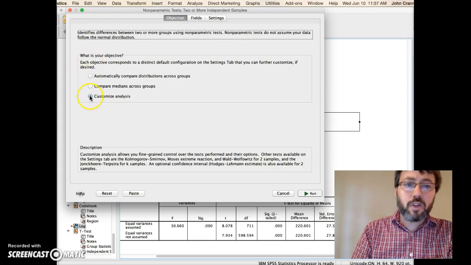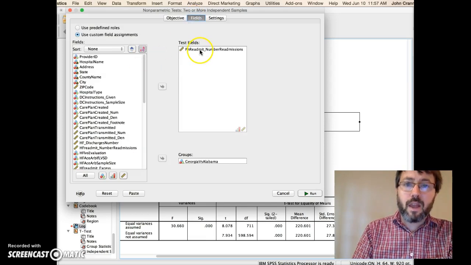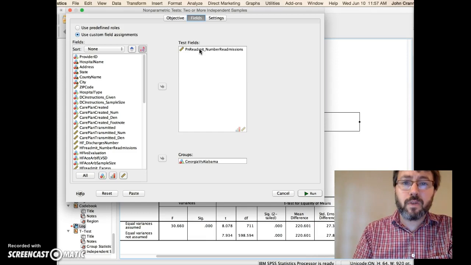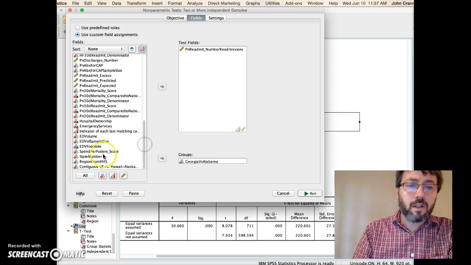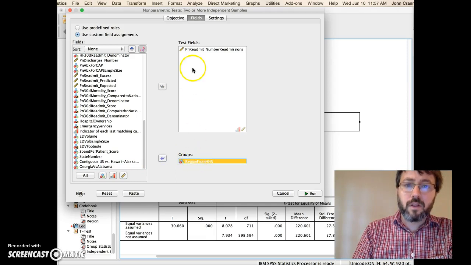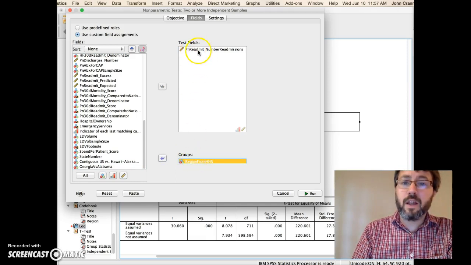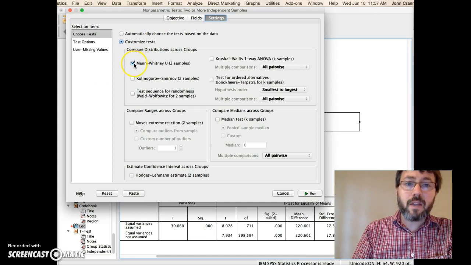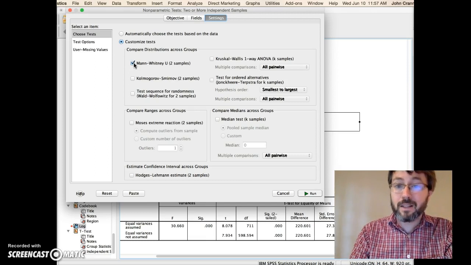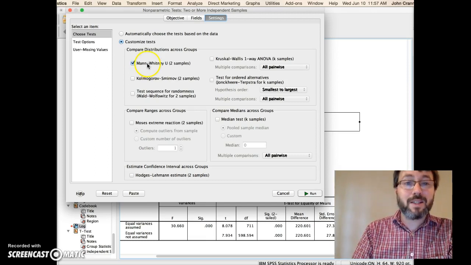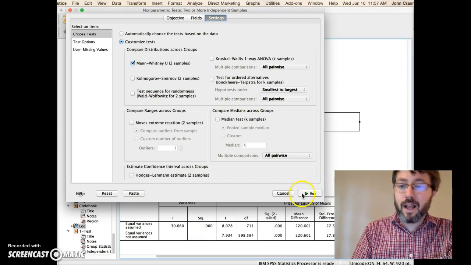And we're going to choose Customize Analysis under the objective. Then we'll select Fields. And we're looking at the number of pneumonia readmissions. And now for our groups, we're going to choose the regions. So we're going to compare if the number of pneumonia readmissions is similar or not between these regions. And we're going to select the Mann-Whitney U-test. Now this is the same essentially as the Wilcoxon rank sum test. It goes by both names. SPSS likes to call it this. So let's run the analysis.